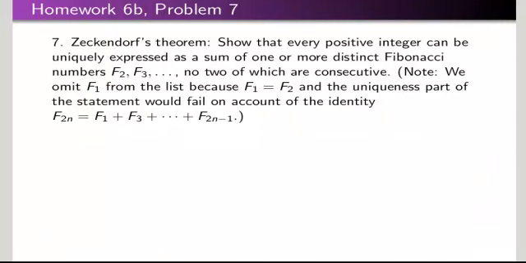Zeckendorf's theorem is very interesting. Every positive integer can be uniquely expressed as a sum of distinct Fibonacci numbers, no two of which are consecutive. And of course, it's obvious why we don't want them consecutive. If you had two consecutive numbers, you would combine them and get the next number in the list. Okay, so there's an existence and uniqueness part to this. So we're going to use the strong form of induction, and do both the existence and uniqueness simultaneously.